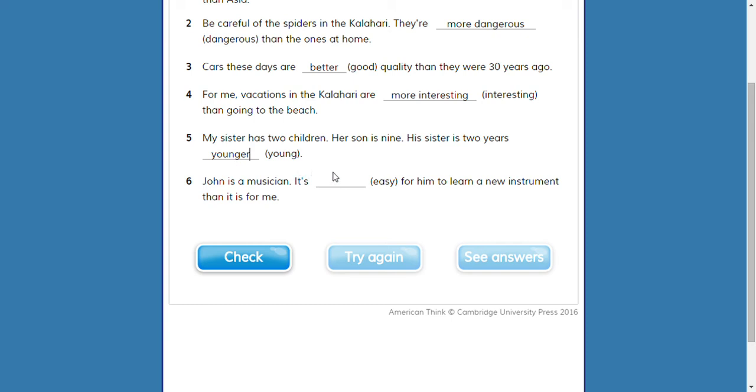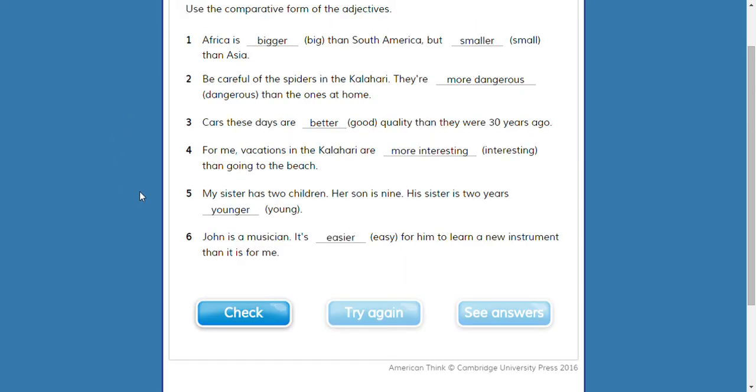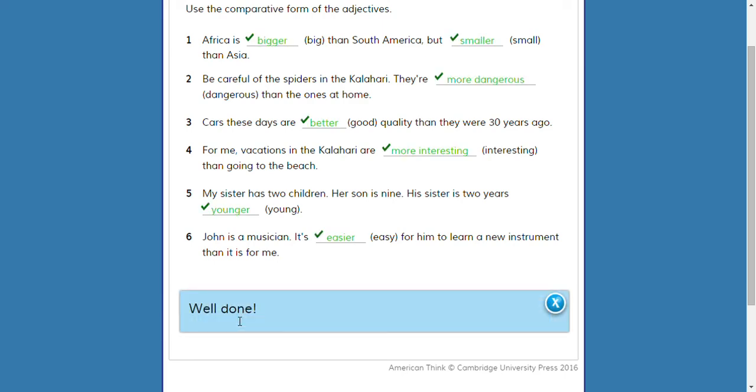Number 6. Yang is a musician. It's, between brackets, easy. Yes, but remember there is a rule: the adjective ending in consonant plus y. Change, no? Easier. Okay, let's see if your answers are right. One, two, three. Good job, boys and girls. Remember, you need to practice. If you know the adjective very well, the comparative is a piece of cake.